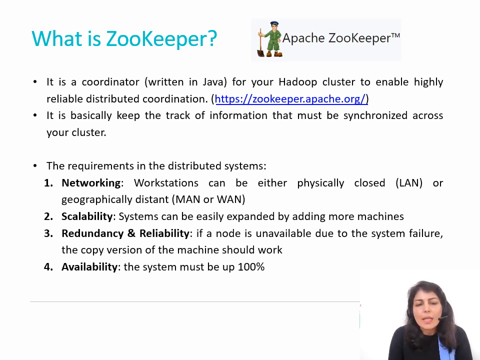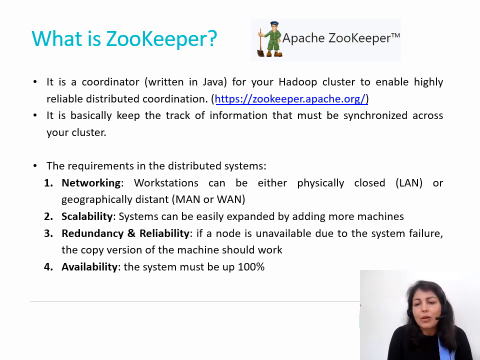The second one is scalability. This means the distributed system must be easily expandable, which means it should be easily possible to add some machines or some nodes to the distributed network. Another requirement is redundancy and reliability.